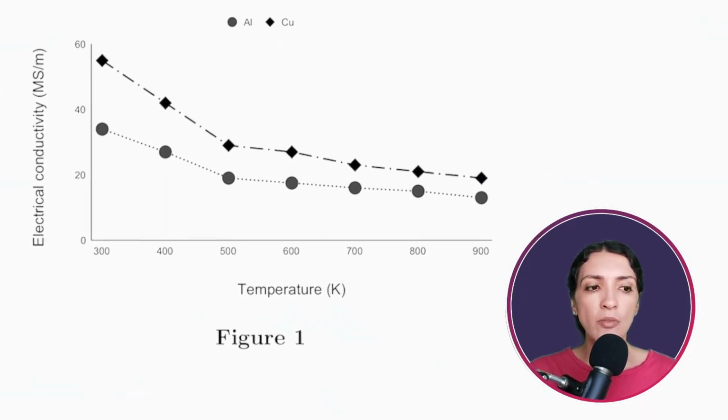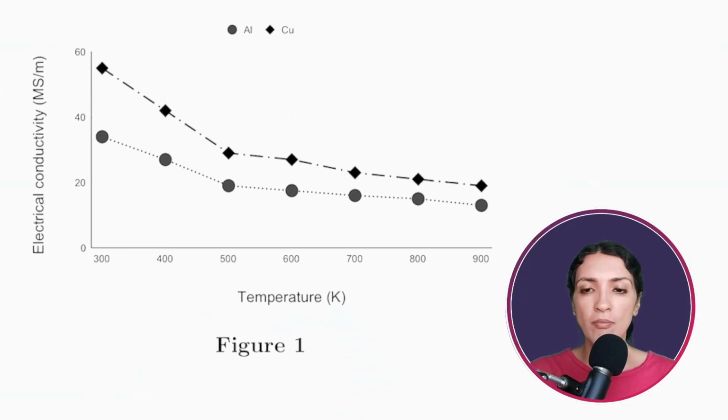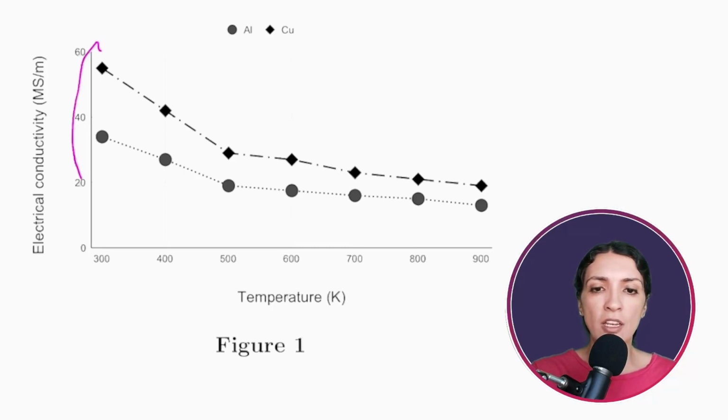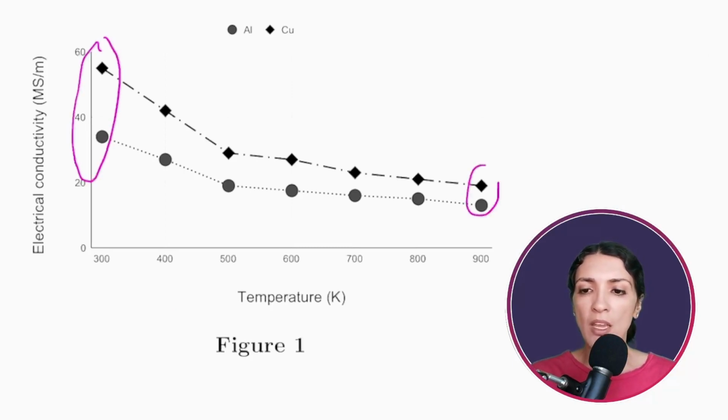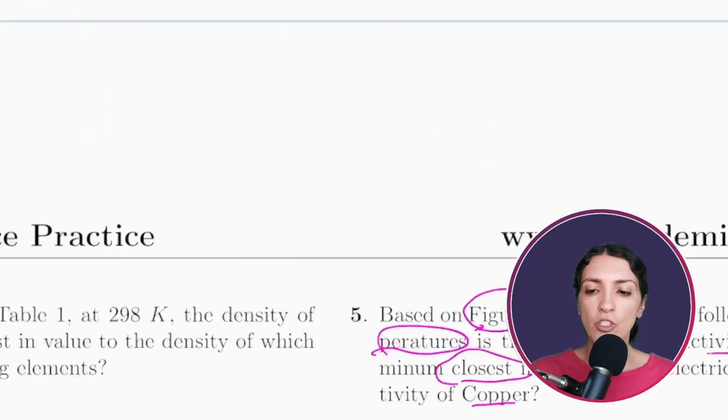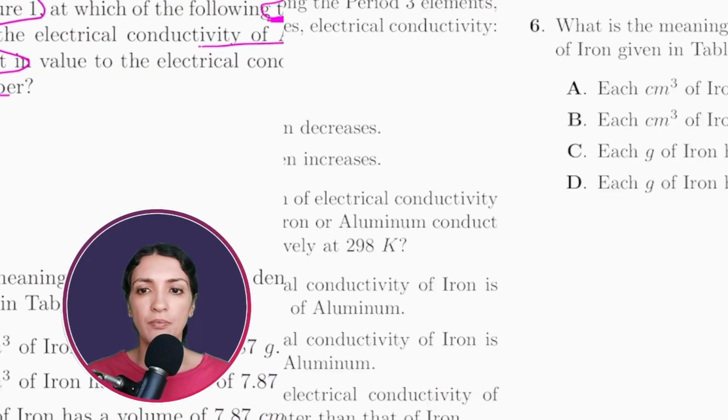Now here, we're looking for where the conductivities of these two materials are closest to each other. So we see at the far left, they're further away from each other. But as we go to the right, the conductivities are becoming closer in value. Now the question asked us, what is the temperature corresponding to this position? So the temperature at the far right is 900, which would be choice J.